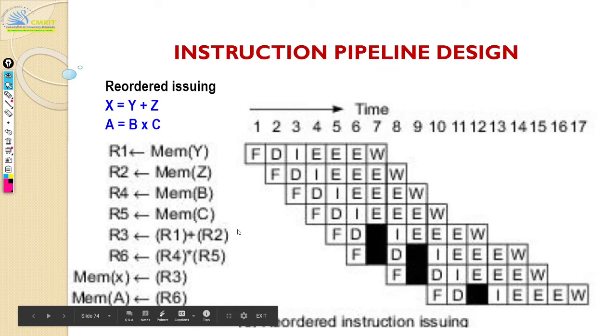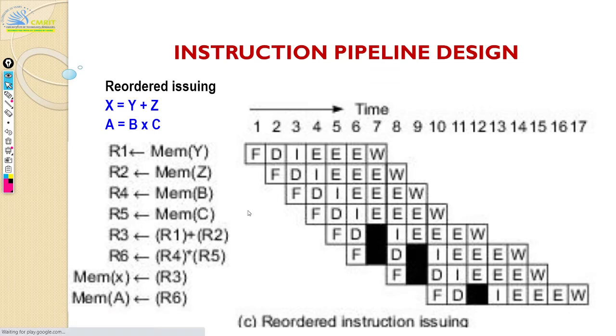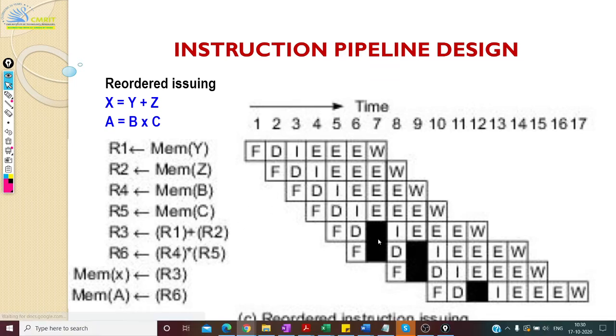Now what is the pipeline going to look like? It's going to look like this. Of course, you can see a lesser number of stalls.